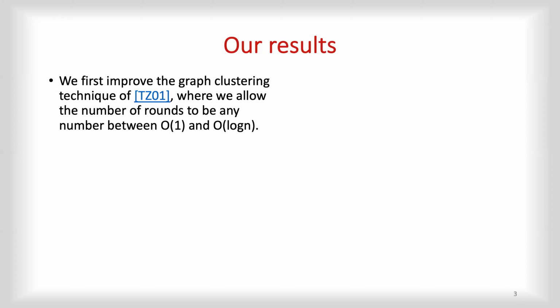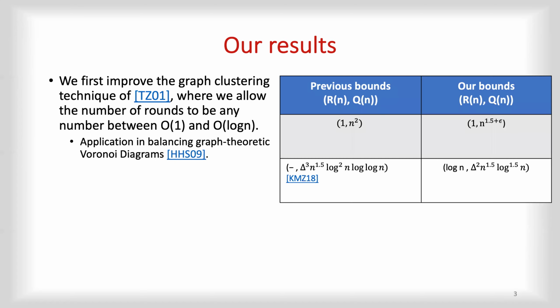We first improve the graph clustering technique of the previous work, where we allow the number of rounds to be any value between O of 1 and O of log n, whereas the previous algorithm only implied an expected O of log n rounds. This has an application, for example, in balancing graph-theoretic Voronoi diagrams, where it allows the number of centers to be smaller than it used to be. And then we compare our algorithms with the previous best ones.